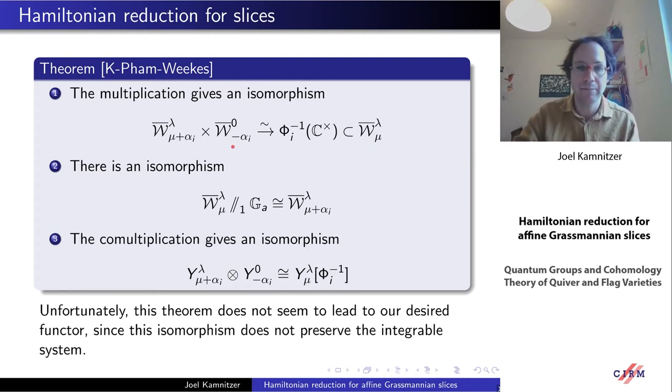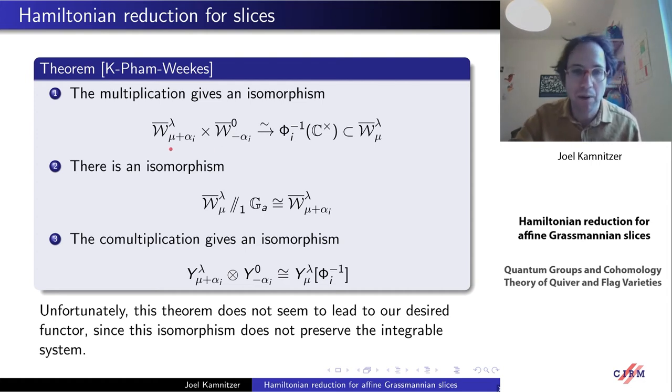And not only do I land in the mu slice, in fact, we can prove that we land in phi I inverse of C star. So I have this moment map, and the locus where the moment map doesn't vanish is where my multiplication lands. And when I restrict to the zero here and put a lambda up here, then this map is actually an isomorphism. I'll remind you that this W zero minus alpha is an extremely simple object: it's just the cotangent bundle of C star.